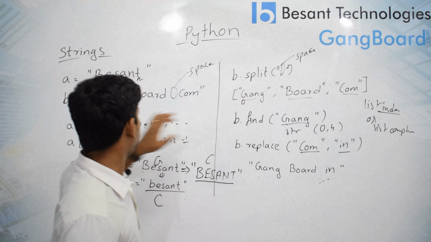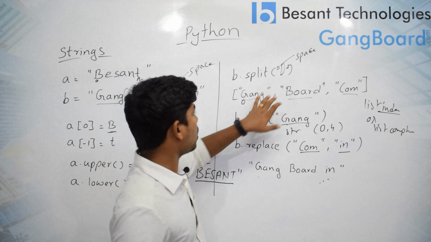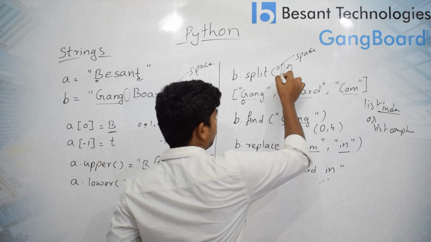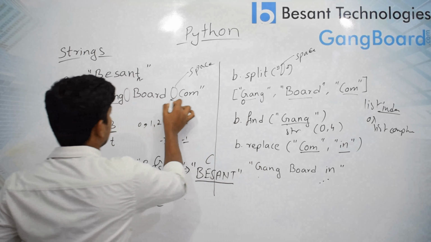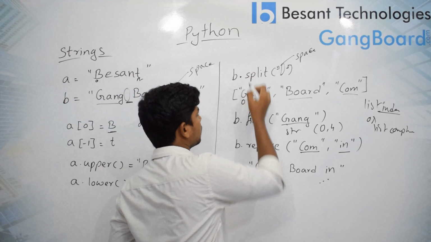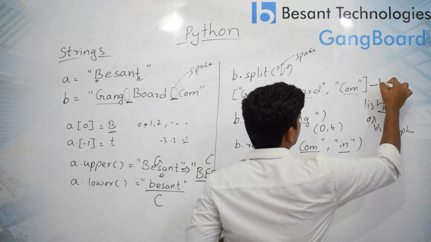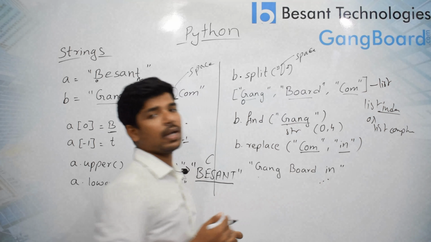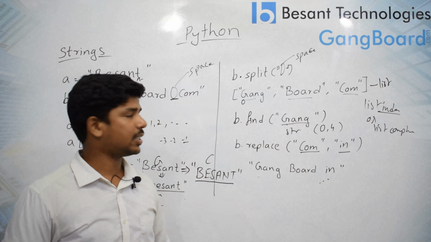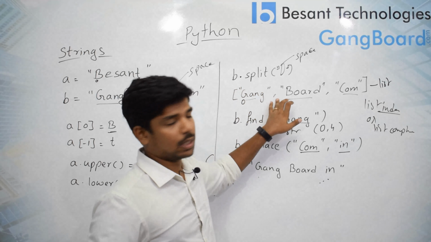B is a string which consists of three words: gang, board, com. What am I going to do? I am going to split it using the spaces between the words in the sentence. When I use b.split, it will give a list. It divides the words inside a string and converts them into a list, where the words are in quotations separated by commas.